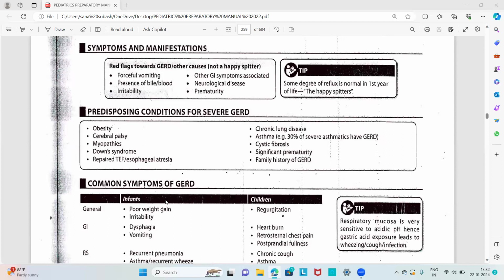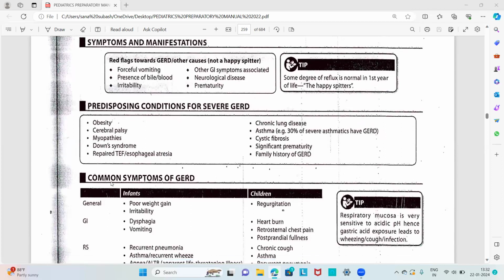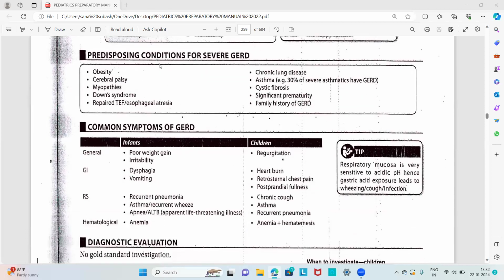The next heading in the essay on gastroesophageal reflux is the symptoms, that is, the clinical manifestations. The red flags towards gastroesophageal reflux disease are forceful vomiting, presence of bile or blood in the vomitus, irritability, other GI symptoms, associated neurological disease, and prematurity. These are the red flags towards GERD suspicion.